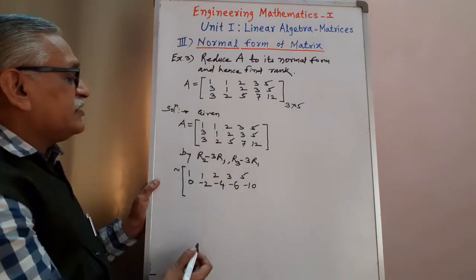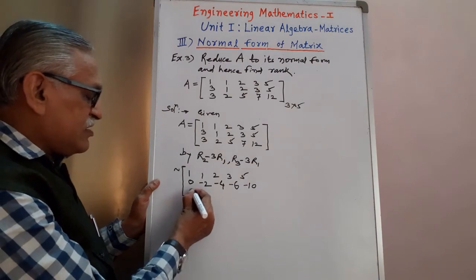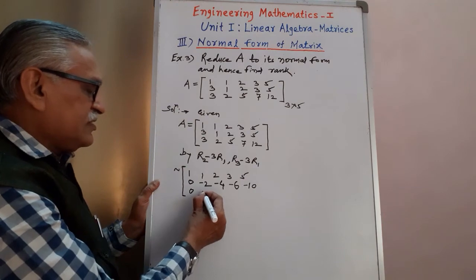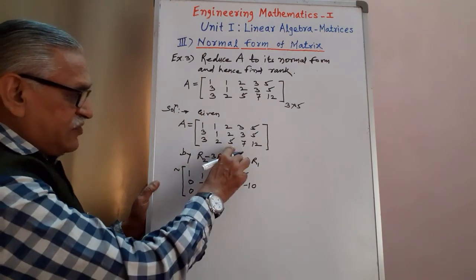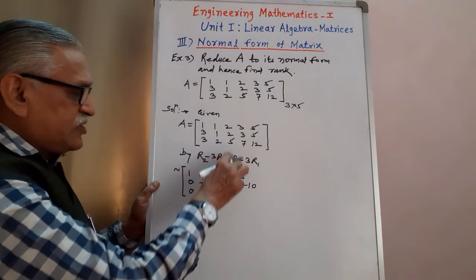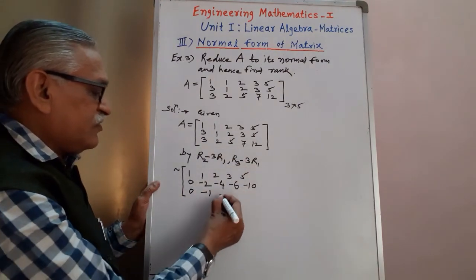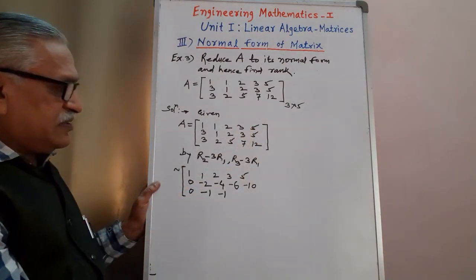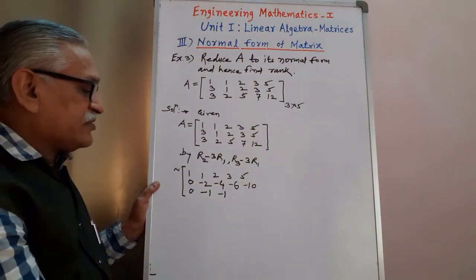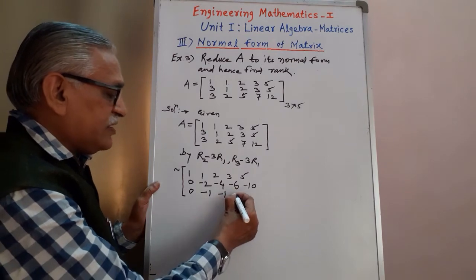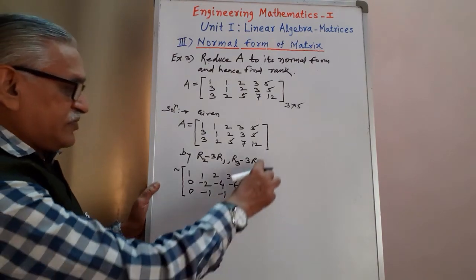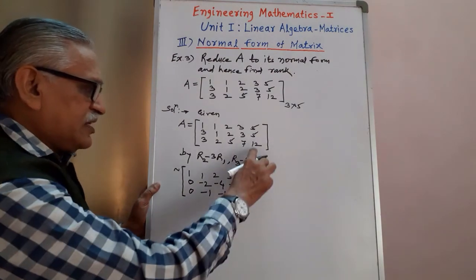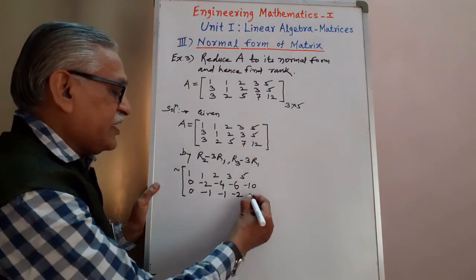Then R3 minus 3 R1. 3 minus 3 times 1, 3 minus 3 we get 0. 2 minus 3 times 1, 2 minus 3 we get minus 1. 5 minus 3 times 2 is 6, 5 minus 6 we get minus 1. 7 minus 3 times 3 is 9, 7 minus 9 we get minus 2. 12 minus 5 times 3 is 15, 12 minus 15 we get minus 3.